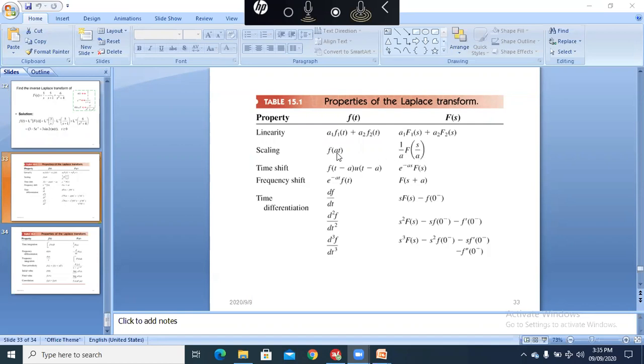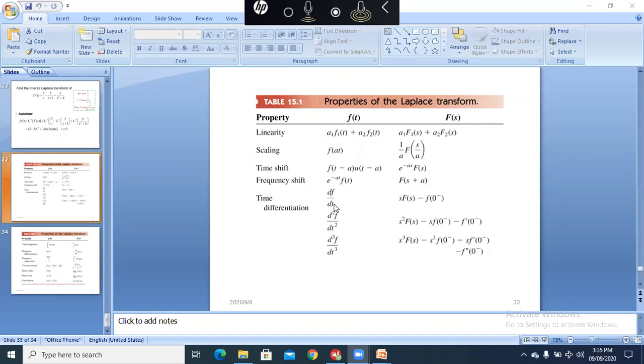So it means that if there is an expansion in the time domain, there is a contraction in the Laplace domain, and vice versa. For the time shifting property, we use the exponential e to the minus as, and for the frequency shifting property, if we have the exponential e to the minus at, we get F of s plus a.